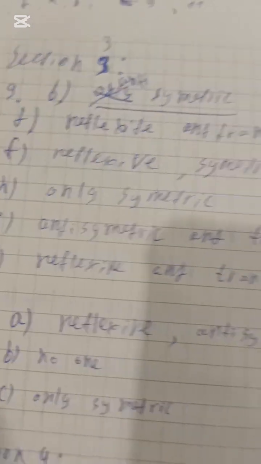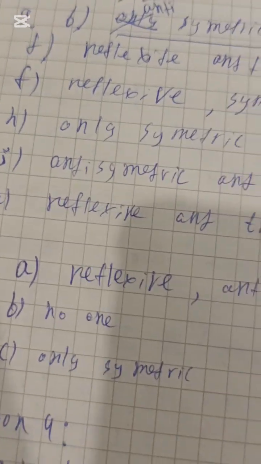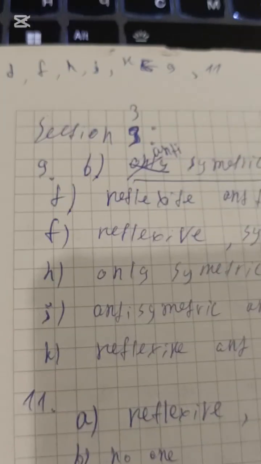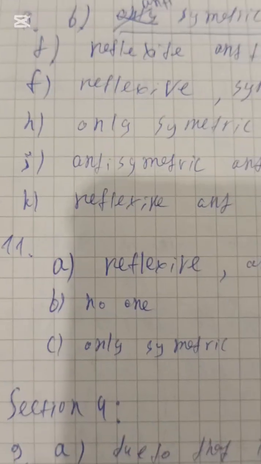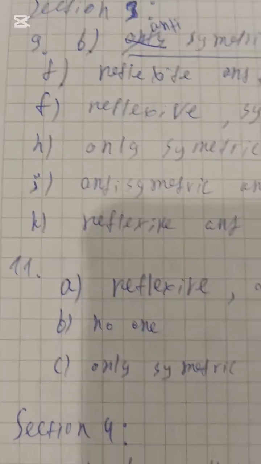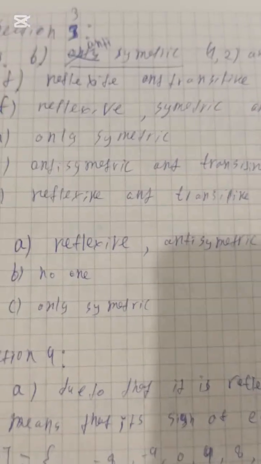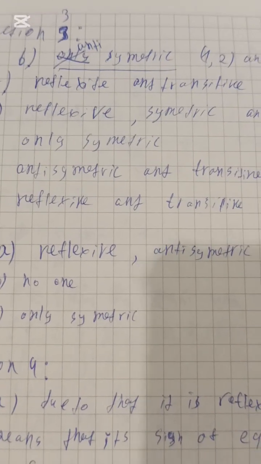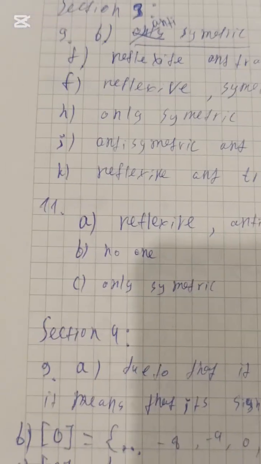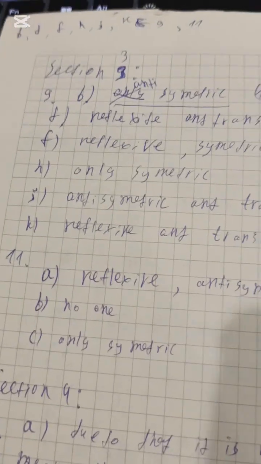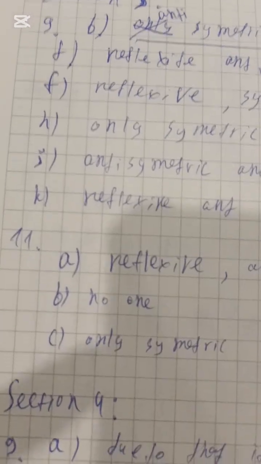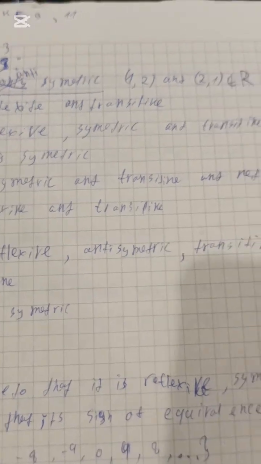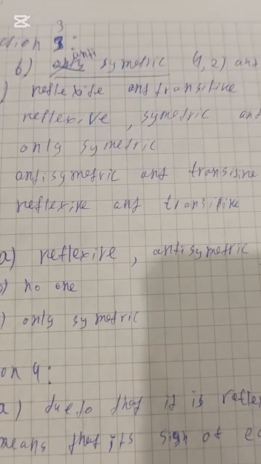So it's easy to understand, so I wouldn't like to explain further why. And K is reflexive and transitive because there are no symmetric elements like 1, 2 and 2, 1, or another like 3, 4 and 4, 3. And moving to 11, A is reflexive, antisymmetric, transitive, and not symmetric.